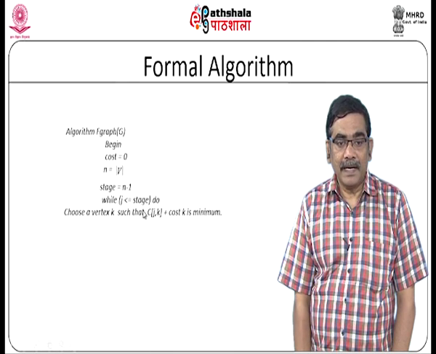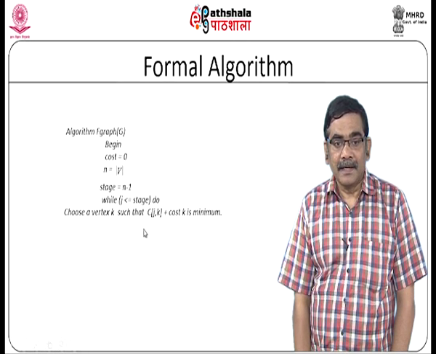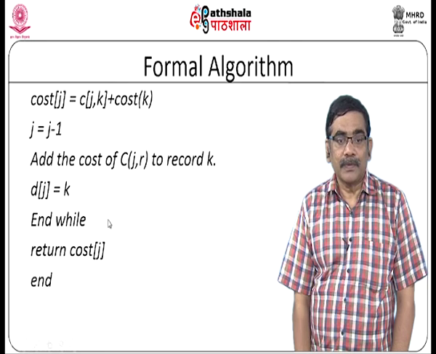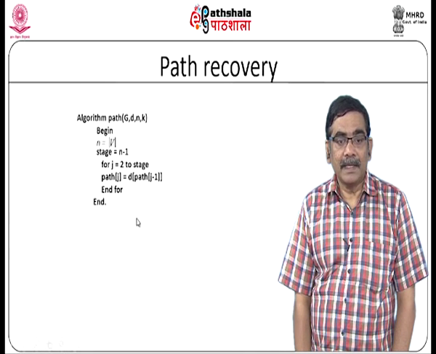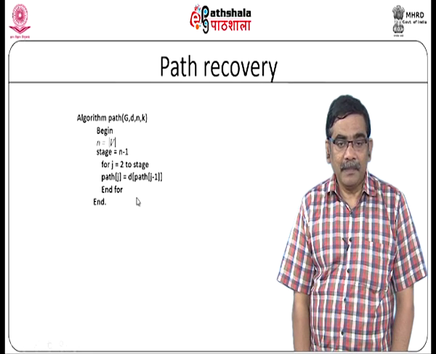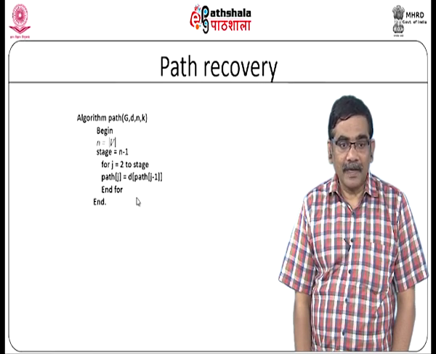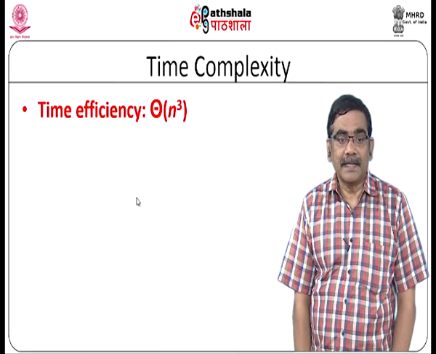So, this is the formal algorithm. The key point is you have to choose vertex k such that C of j comma k plus cost of k is the minimum. You can keep on adding that as a set of decisions. This is the formal algorithm, and this is the path recovery. Path recovery is very simple. We have to record the k which gave the minimum. By keeping track of k, we can find the shortest path from your source to destination.